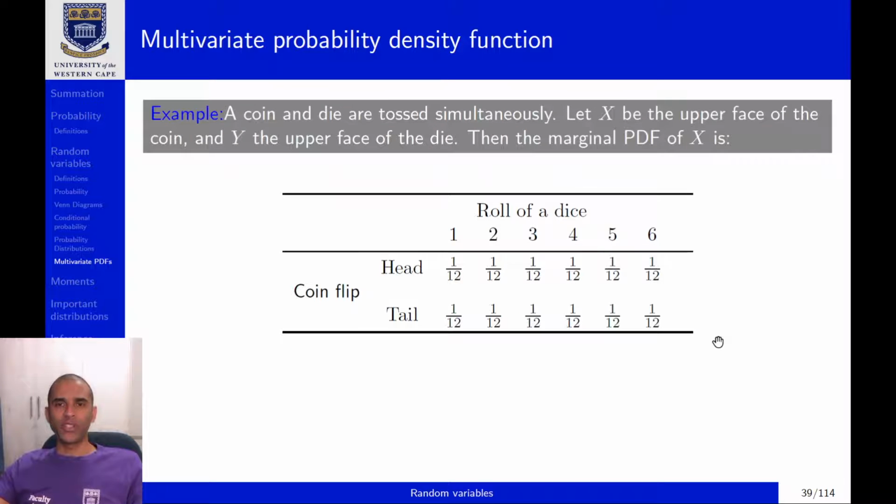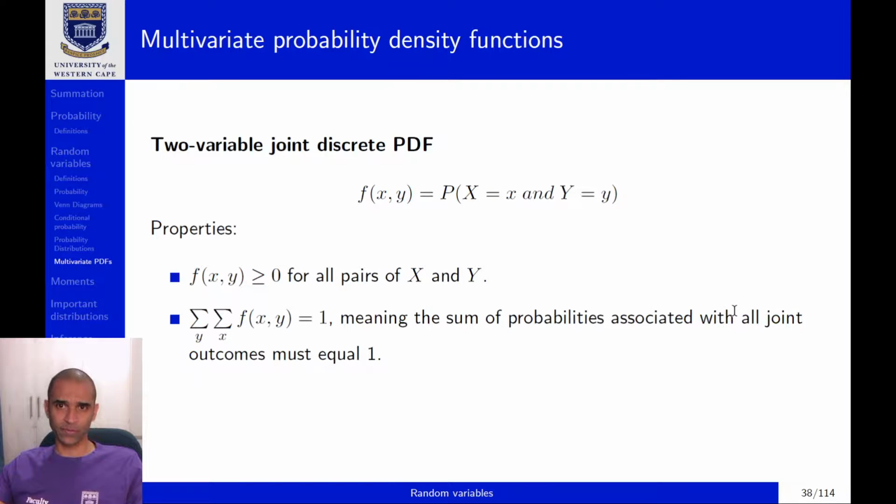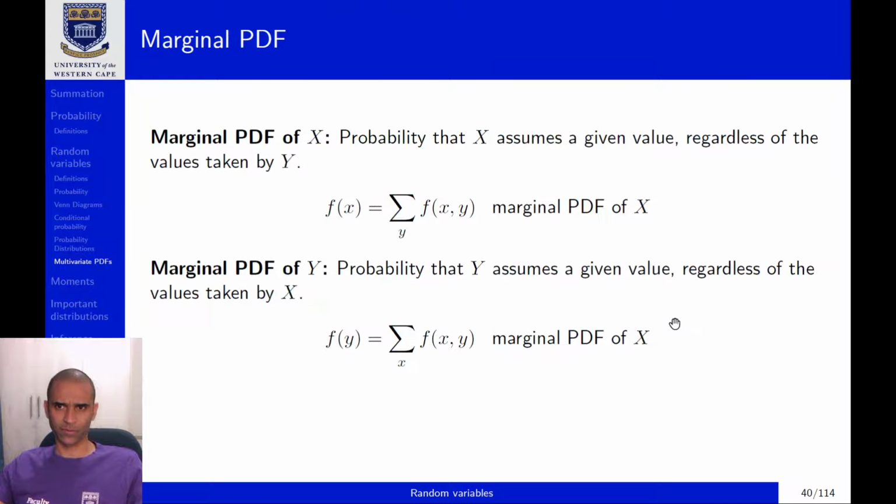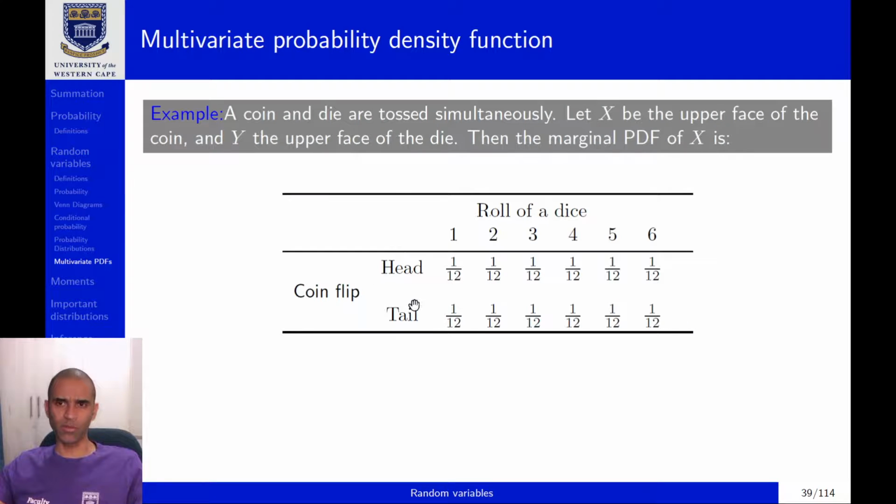The example presented on this slide relates to a coin being flipped and a die tossed simultaneously. So if x is the upper face of the coin and y the upper face of the die, then the joint PDF, the joint distribution, is given by the table on this slide.